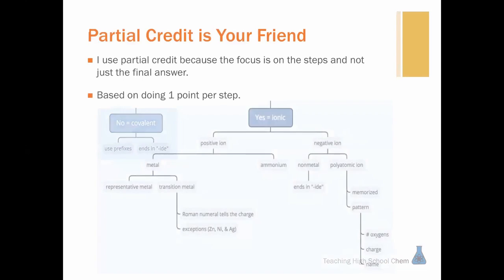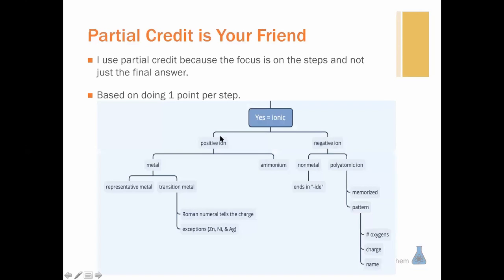All right, and when we get to ionic, it's a little more complicated. Did they get the positive ion right? If it needed a Roman numeral, that would be another point. Did they get the negative ion right? Did they need parentheses around their polyatomic? Did they get that right? Did they get the charges right? So ionic, depending upon what type we're doing, could be 4 or 5 points each.